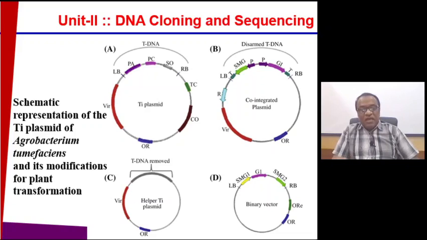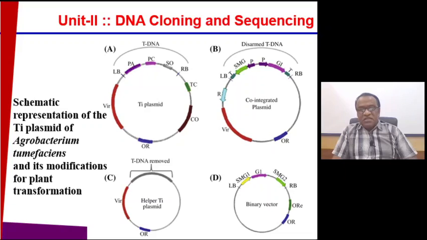And it also has an origin of replication for E. coli, that is ORE, small e, and it carries a helper Ti plasmid containing the binary vector which can be used for plant transformation. So this is about the Ti plasmid of Agrobacterium tumefaciens and its modifications for plant transformations.